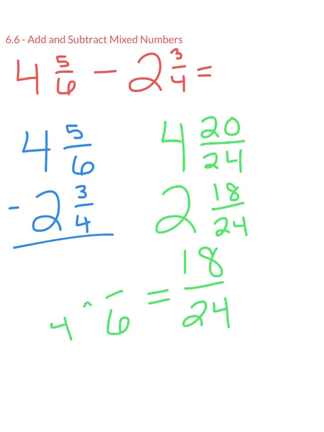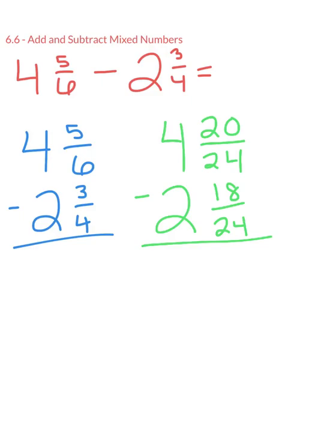Get rid of this. So again, you can rewatch the video about how to find common denominators if you need more practice with that. Alright, so now I have 4 and 20/24 minus 2 and 18/24. I'm going to subtract my fractions. 20/24 minus 18/24 is equal to 2/24.